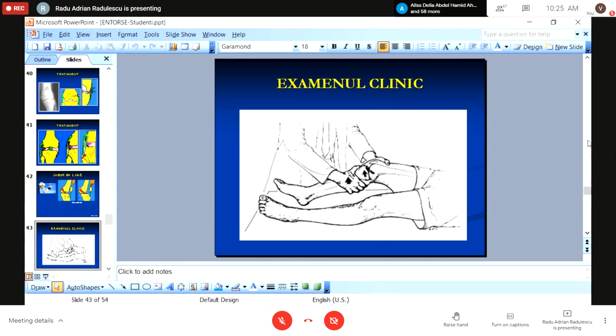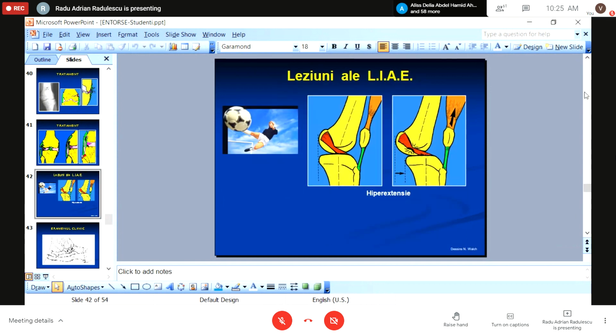Another one is, of course, during soccer. Yeah, that's the most popular in Europe. In all the other situations, in all the other sports that I have already mentioned, we may get the same result. The association of anterior cruciate ligament lesion together with other soft tissues around, or only isolated lesions.